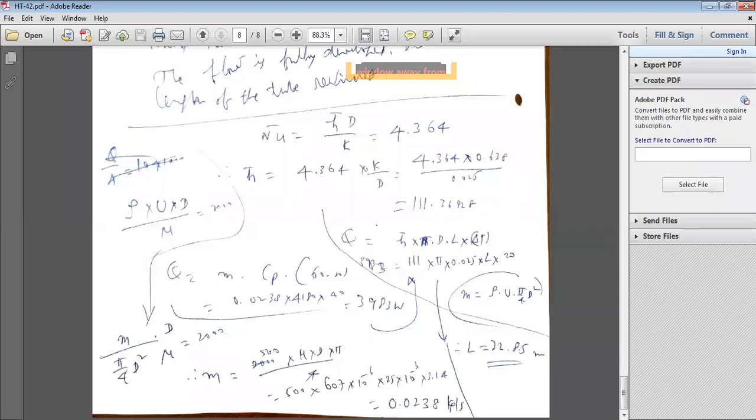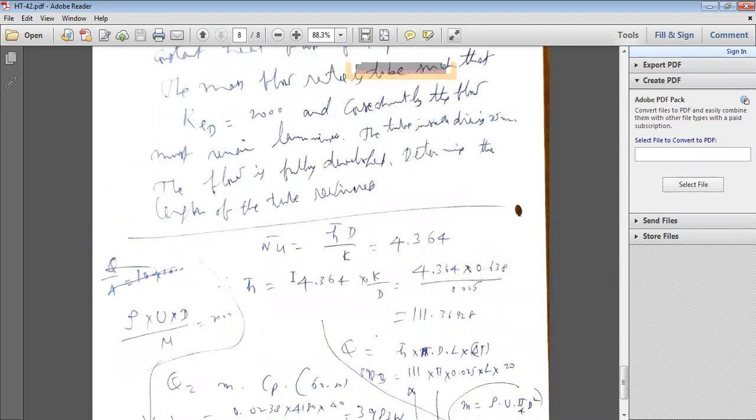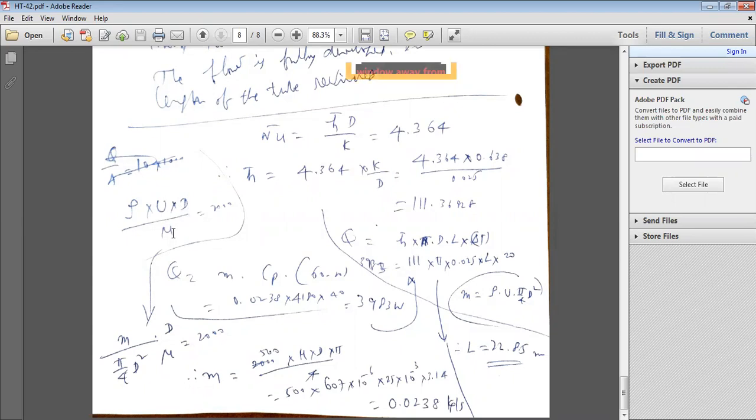Mass flow rate will be coming at a value of 0.0238 kg per second. For this you have to take the Reynolds number value, 2000 given, rho into velocity and diameter by mu. You convert rho in terms of mass, and from this relation you can calculate the mass flow rate. That will be coming at 0.0238 kg per second.